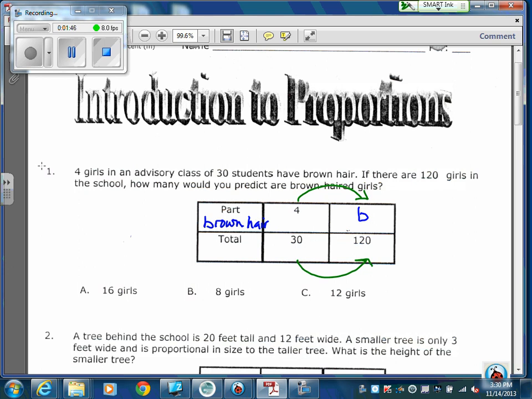Scale factor is only multiplication. So 30 times what gives me 120? Well, I know 30 times 4 is 120. My scale factor on the top has to be the same. That's how we know it's equivalent. So 4 times 4 is 16. So B equals 16, meaning that 16 girls would have brown hair out of a total of 120.